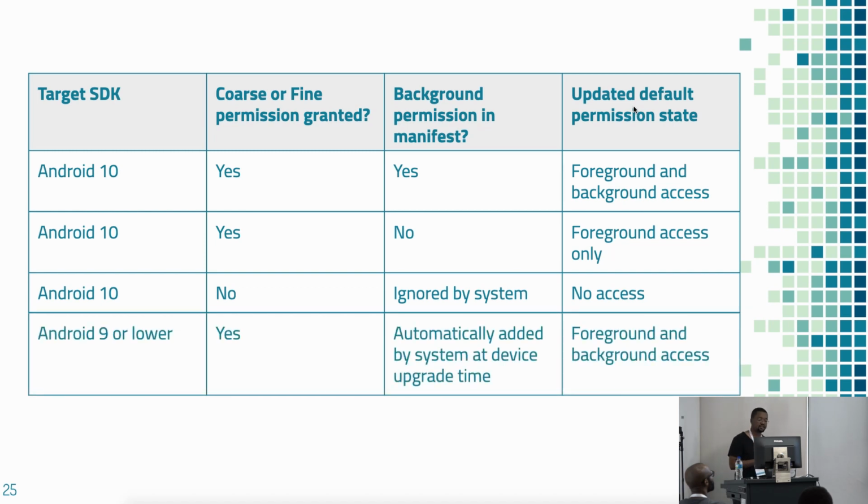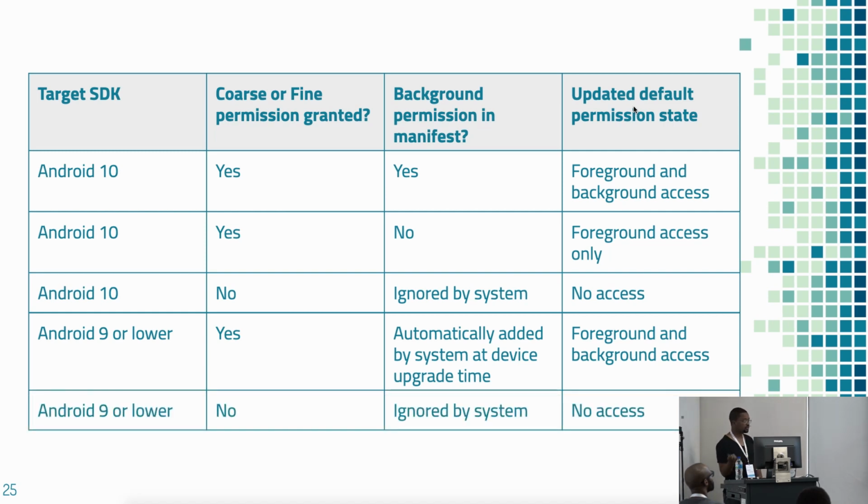And then Android 9 or lower: you have the coarse or fine permission granted, and the background permission is in your manifest, it'll be automatically added by the system at device upgrade time. The default permission state will then be that you get foreground and background access. And for Android 9 or lower where you do not have the coarse or fine permission granted, it's totally ignored by the system. You will not get any permission at all.